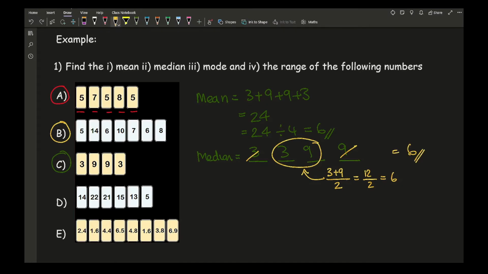And then for the mode, now this one's a little bit more controversial because, as you can see, the modes are 3 and 9 and I've got 2 of each. But the problem is that they don't really stand out. 3 and 9 don't stand out.